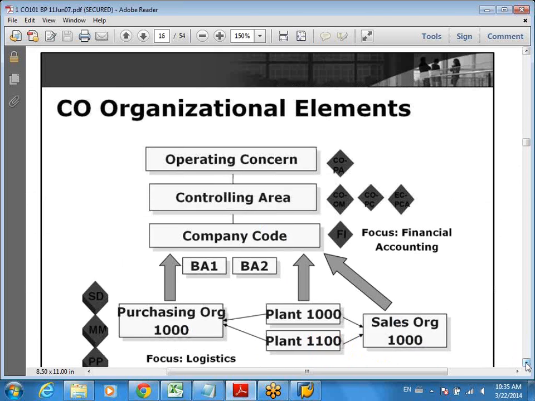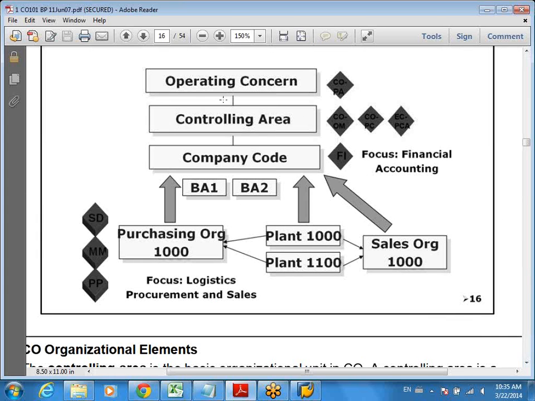This is how the CO organization is structured. Most companies have just one controlling area and one operating concern. Within the controlling area, you have many company codes. Many company codes point to one controlling area. Okay? And all the business areas are company code independent, right? So many business areas can point to one company code, and your purchasing organization, this is on the logistics side, they point to company code. There are many plants. Plants are tied to purchasing organization. Plants are also tied to company code level. And sales organization go back to the company.